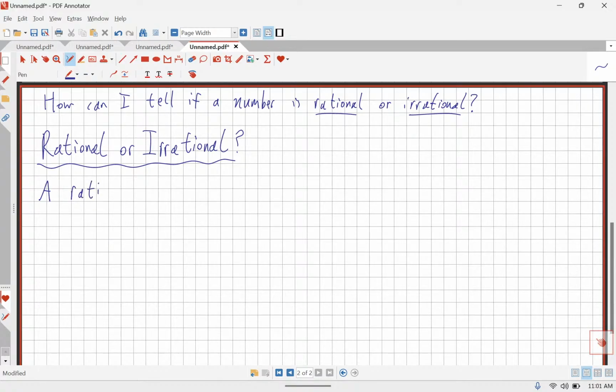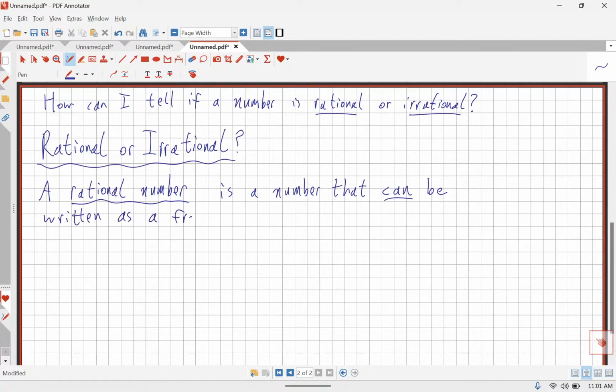A rational number. The definition for a rational number came before the definition of a rational person. A rational number is a number, duh, but a number that can be written as a fraction of integers. I'll explain. A rational number is a number that can be written as a fraction of integers.